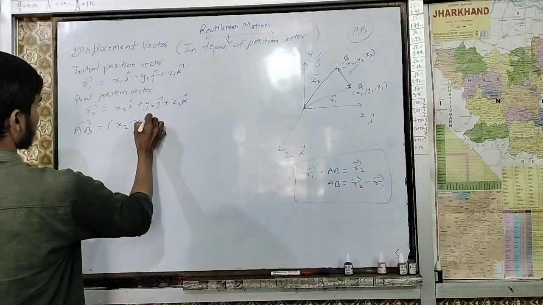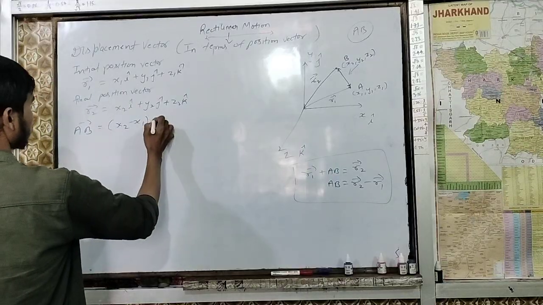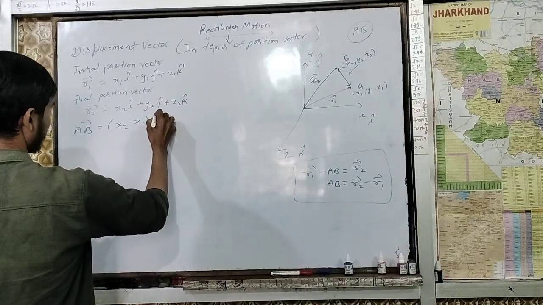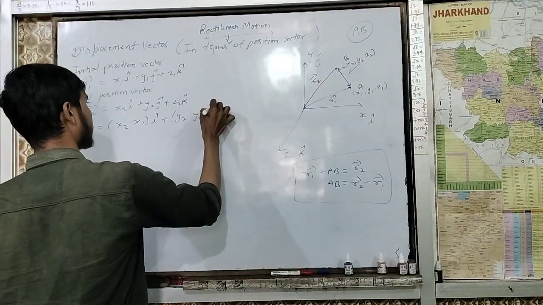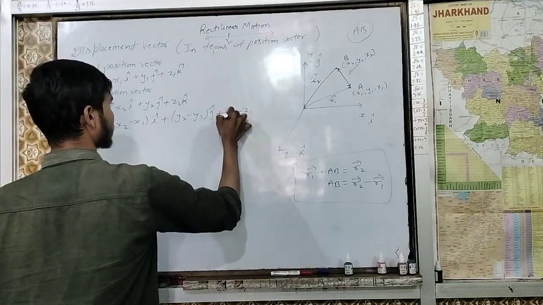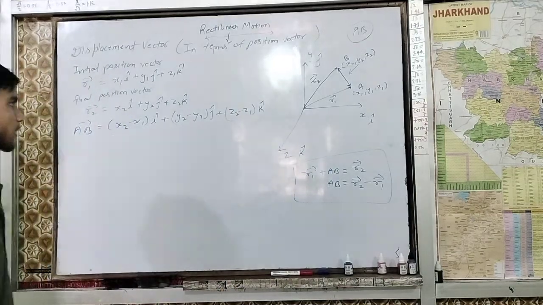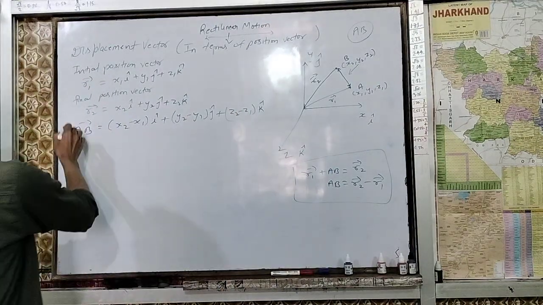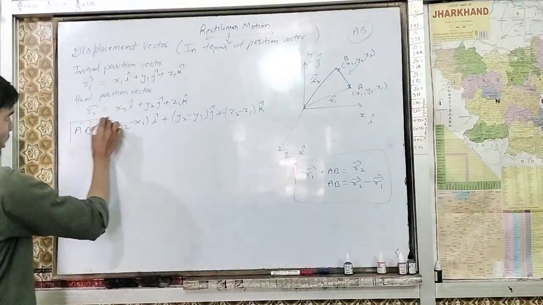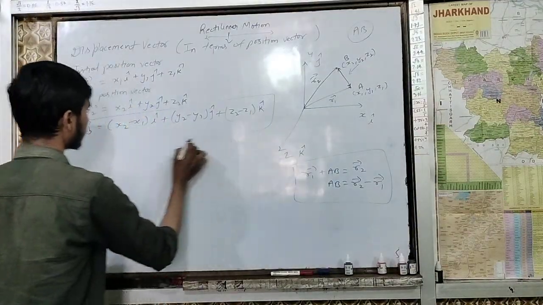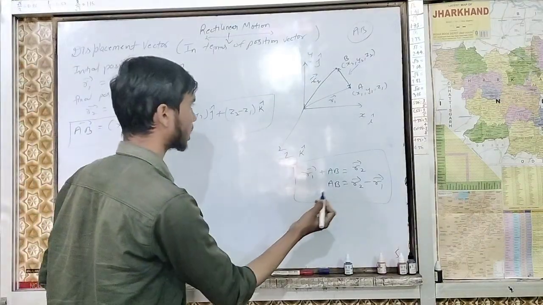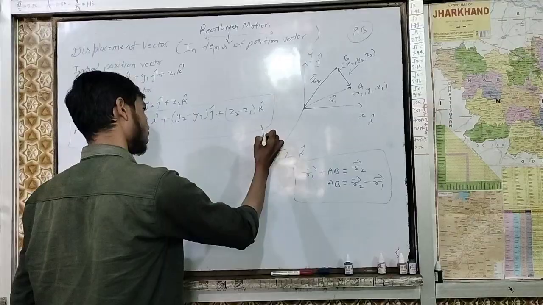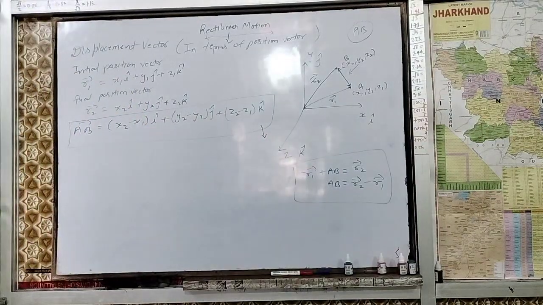So x2 minus x1, this is along i cap, plus y2 minus y1, this is along j cap, and z2 minus z1, this is along k cap. Am I correct? So finally, the last formula for the displacement of two position vectors, which is given in the Cartesian plane, will be used this. Okay.